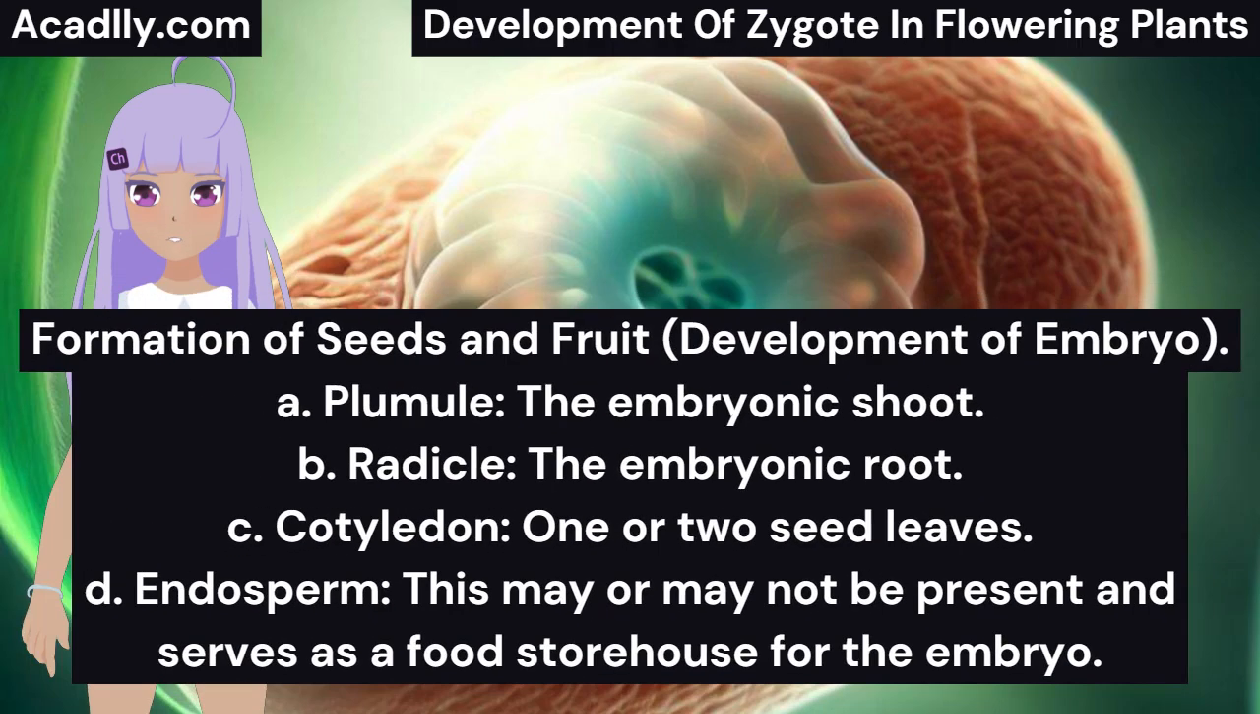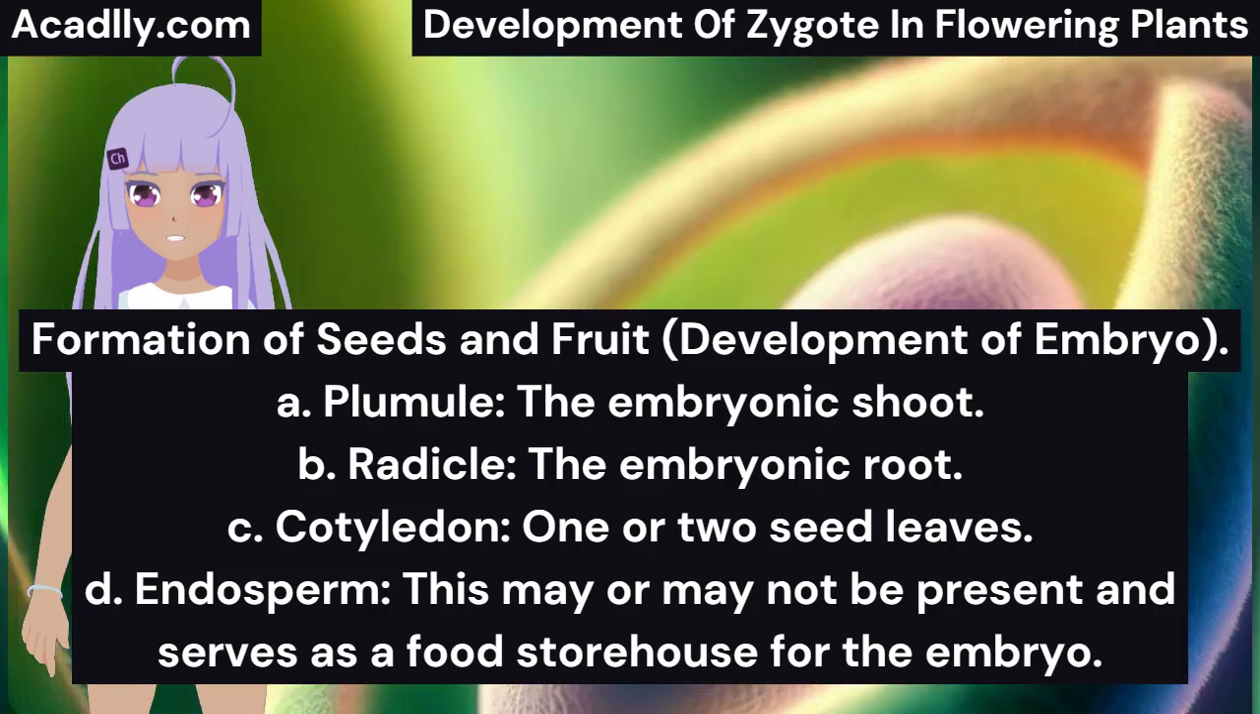Formation of seeds and fruit. Development of embryo. The zygote undergoes division through mitosis, forming multiple cells that differentiate and organize into an embryo. The embryo consists of the following parts: A. Plumule, the embryonic shoot; B. Radicle, the embryonic root; C. Cotyledon, one or two seed leaves; D. Endosperm. This may or may not be present and serves as a food storehouse for the embryo.